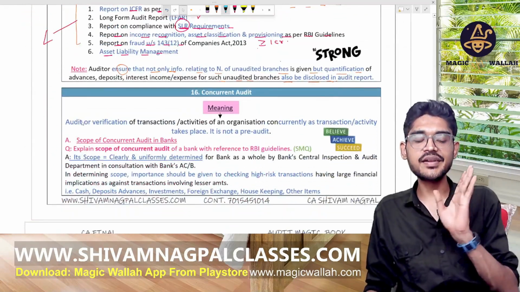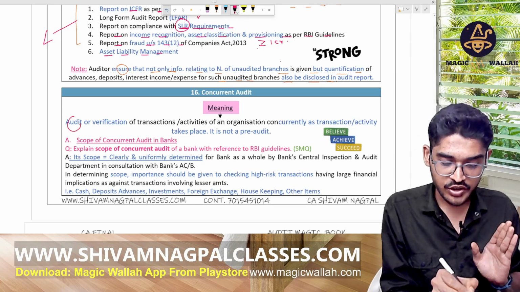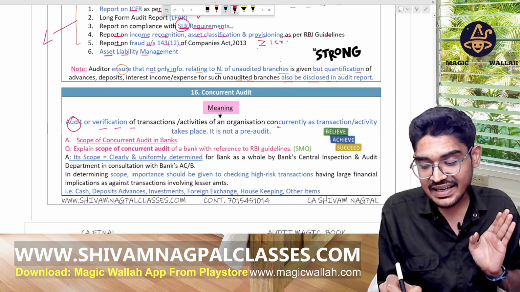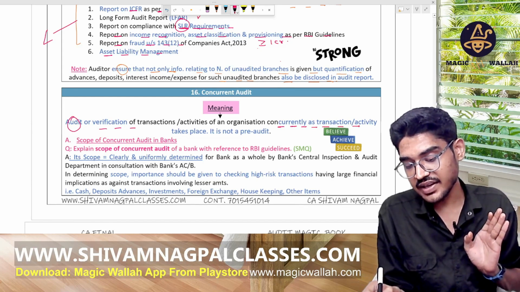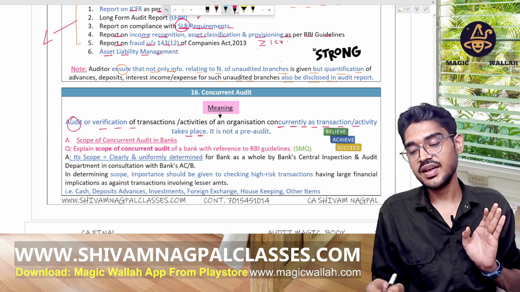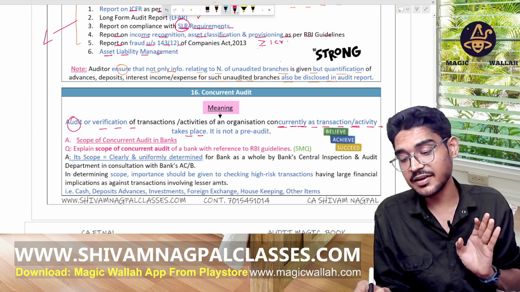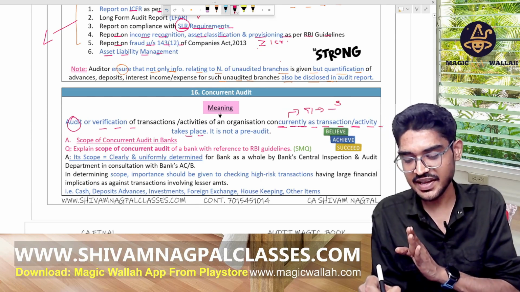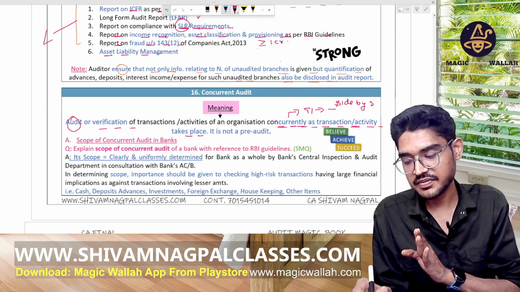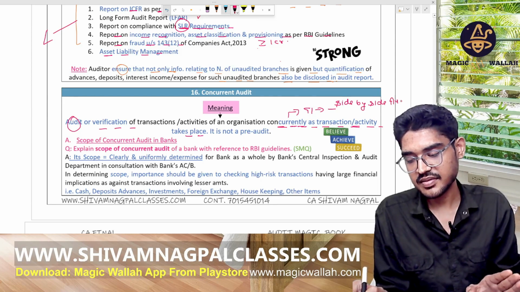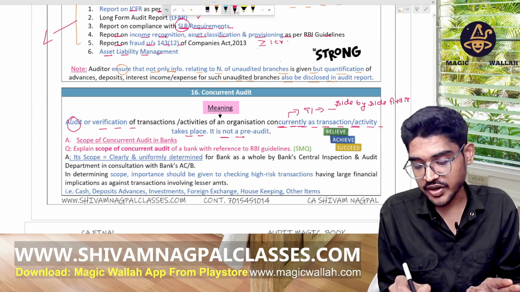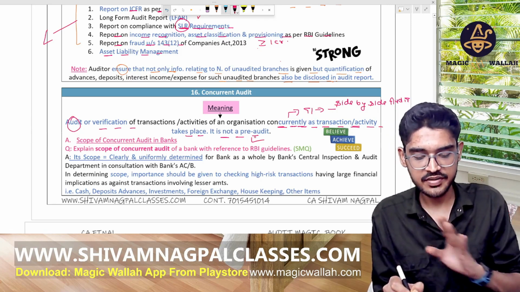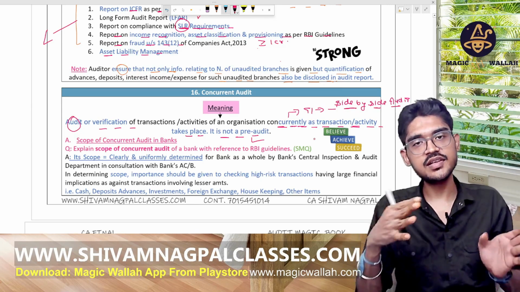Now, the topic of concurrent audit. What do you mean by the concurrent audit here? It means the audit or the verification of the transactions and activities of an organization concurrently as the transactions take place. Side by side audit. It is not a pre-audit. That means first this is done, then again audit is done. These are the side by side audit. Along with the transaction, this audit is done.